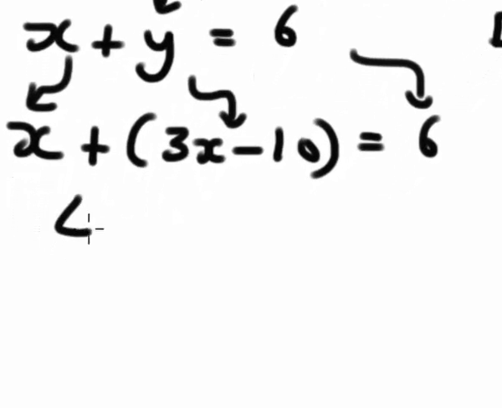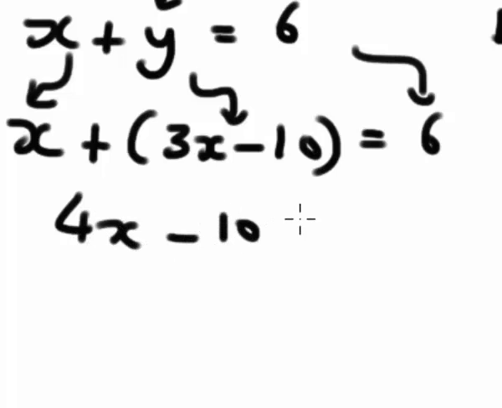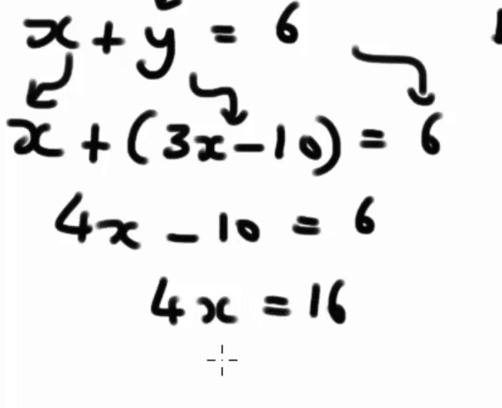Now if you work this out, you get 4x minus 10 is equal to 6. So 4x is equal to 16. Divide both sides by 4, and x is 4. And there we've got it.